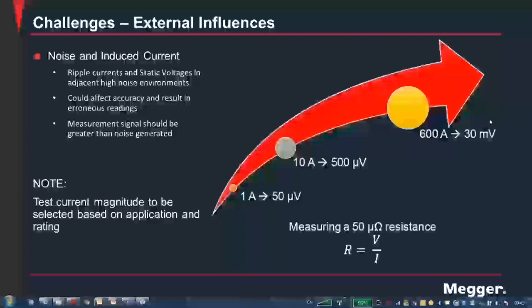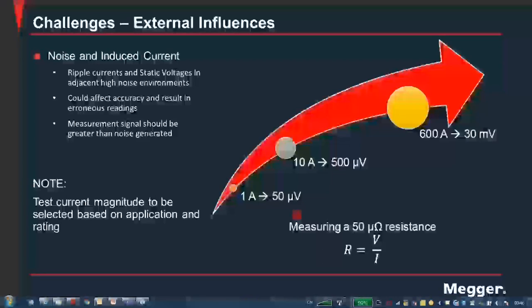You can see it on the right screen here. For example, measuring a resistance of 50 micro ohm. If you test with 1 A, you will get a voltage drop of around 50 microvolt to get the 50 micro ohm. When you test with 10 A, the voltage drop will be measured about 500 microvolt. So which one is best depends on the background noise that you have on the site. If you have background noise of maybe 100 microvolt, the 1 A measurement with this voltage drop will have an effect on the measurement, because the background noise is higher than the voltage drop measurement. We need to avoid this condition.